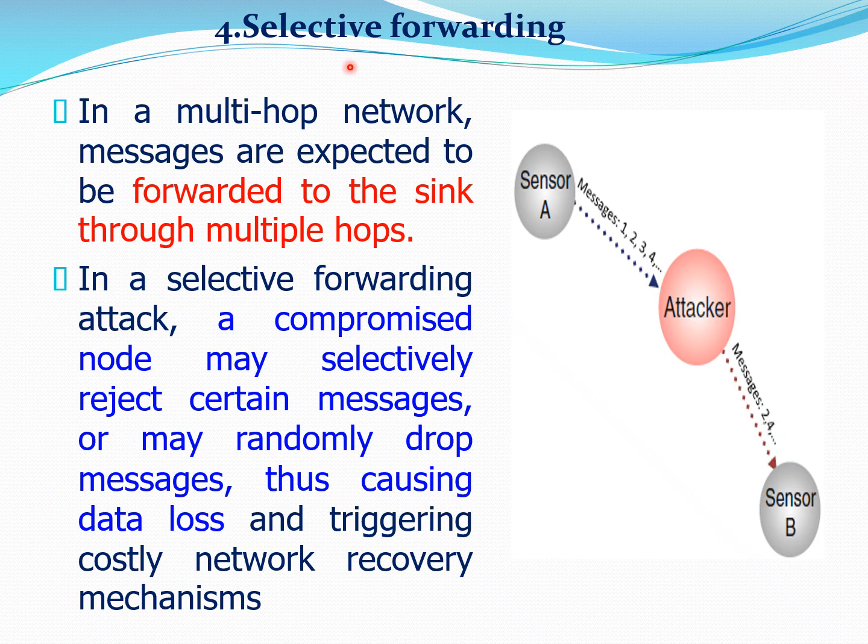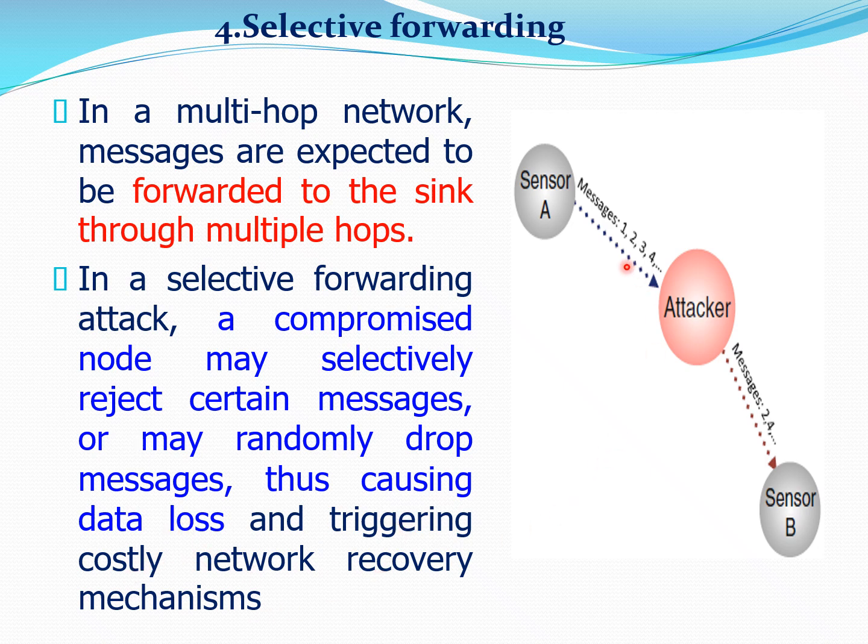Now the fourth bacterial attack is called selective forwarding. In a multi-hop network, messages are expected to be forwarded to the sink through multiple hops. In a selective forwarding attack, a compromised node may selectively reject certain messages or randomly drop messages, thus causing data loss and triggering costly network recovery mechanisms.